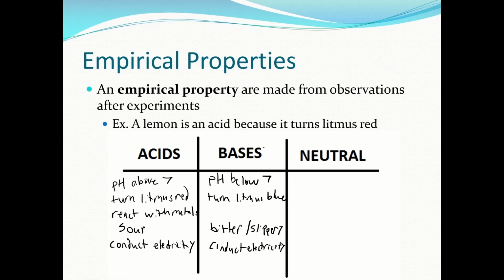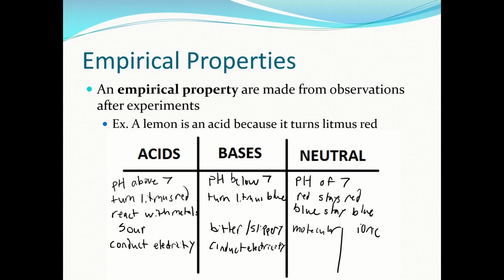For neutral things, they have a pH of 7. Red litmus stays red. Blue litmus stays blue. And then there are two types of neutral: molecular and ionic. For ionic, you're going to have a metal and a non-metal. And for molecular, you would just have non-metals.